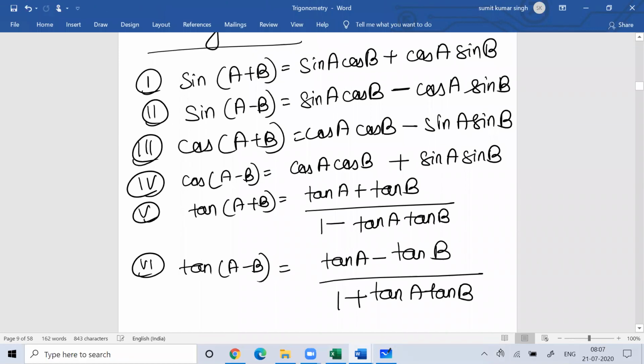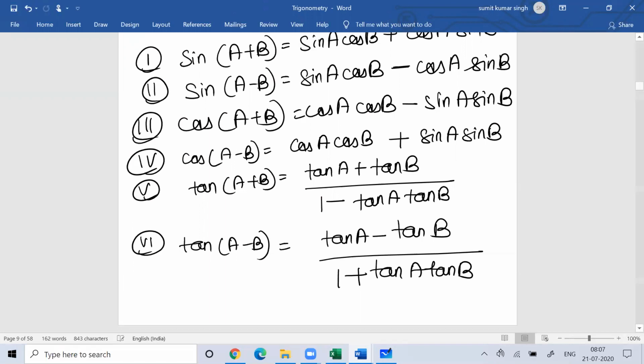I'll tell you all of them. Sine A plus B means sine A cos B plus cos A sine B. Sine A minus B is sine A cos B minus cos A sine B. Cos A plus B means cos A cos B minus sine A sine B. Cos A minus B means cos A cos B plus sine A sine B. Then tan A plus B is tan A plus tan B divided by 1 minus tan A tan B, and tan A minus B is tan A minus tan B divided by 1 plus tan A tan B.